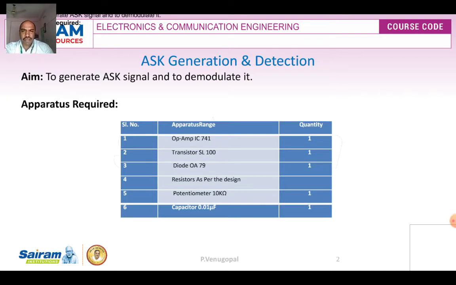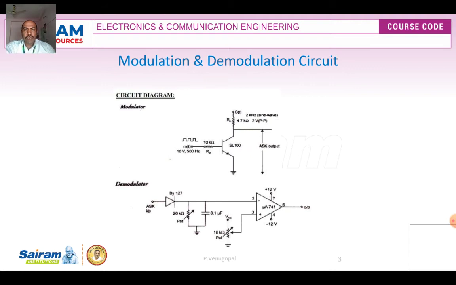What are the components required? We need one transistor, one op amp, one diode, resistors as per the design, and a potentiometer of 10 kilo ohms. The modulation circuit and demodulation circuit are shown in the figure. The first one is the modulation circuit. I want to explain the operation of the modulation circuit.